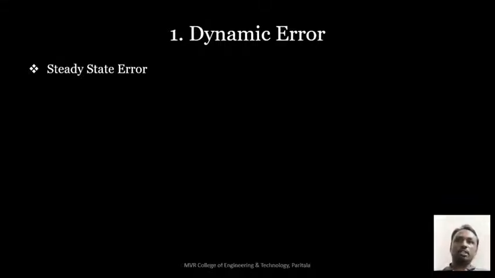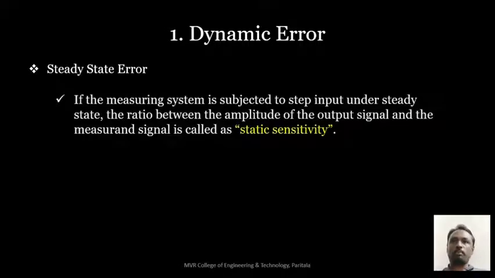If the instrument is subjected to the step input, then the ratio between the output and the input is called static sensitivity. If the measuring system is subjected to the step input under steady state, the ratio between the amplitude of the output signal and the measuring signal, meaning the input signal, is called static sensitivity.